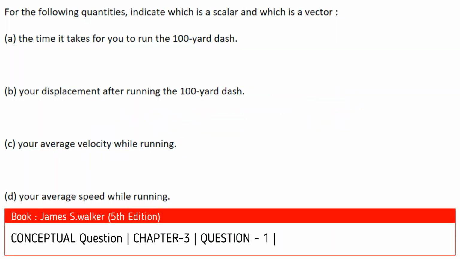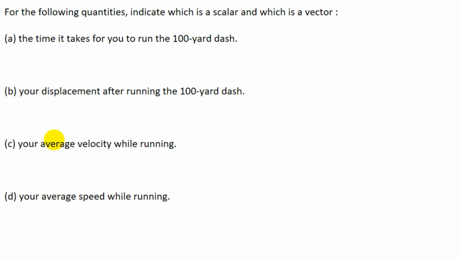So here in this question we are given these 4 cases, and we need to indicate which of the following quantities is a scalar or a vector. First, the time it takes for you to run a 100-yard dash. Now time is a scalar quantity. Next, your displacement after running the 100-yard dash. Displacement is a vector quantity.